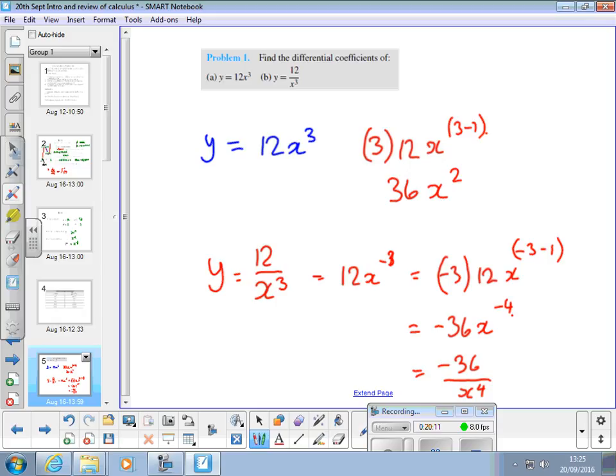Okay, all reasonably happy with that? Please shout if you are not. But there's a process to go through there, and that is the constant comes down, take one off the index, and we've differentiated that function. And there may be a need for a bit of rearranging to get it in a straight indices form.